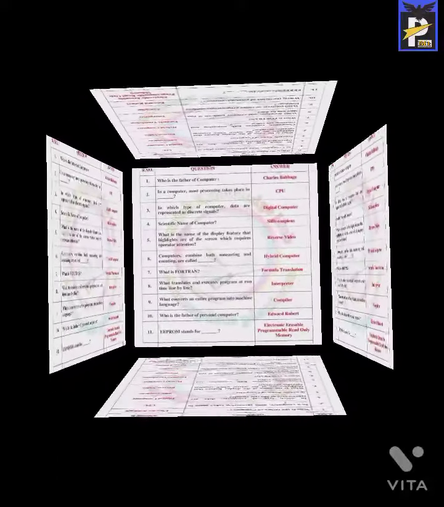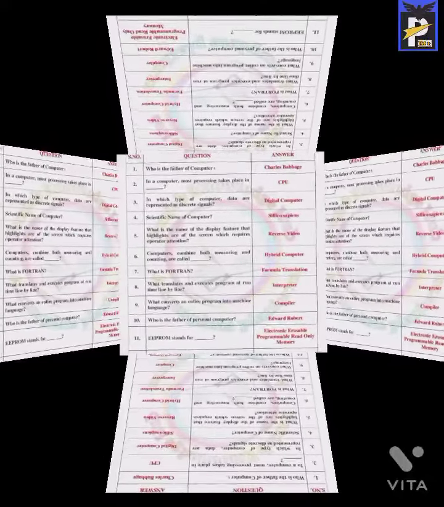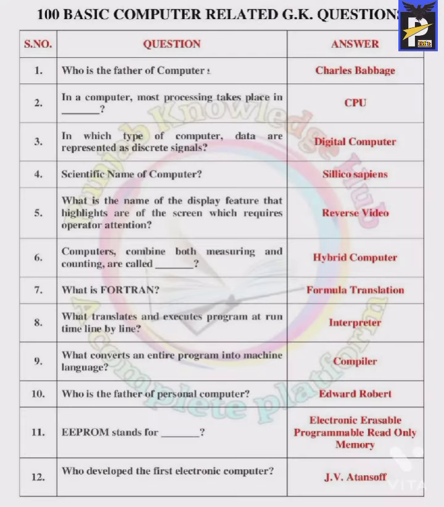100 Basic Computer-Related GK Questions. Who is the father of computer? Charles Babbage. In a computer, most processing takes place in? CPU. In which type of computer data are represented as discrete signals? Digital computer. Scientific name of computer? Silico sapiens.